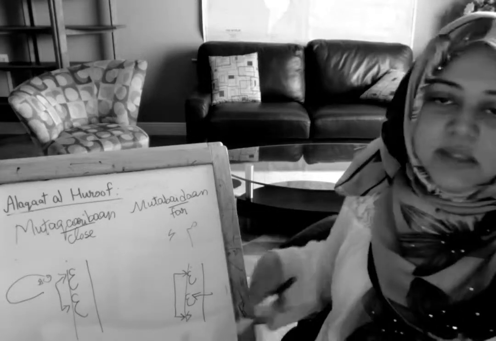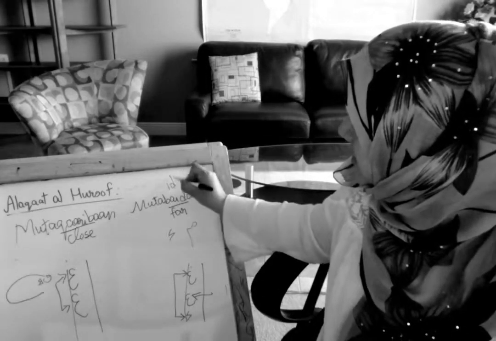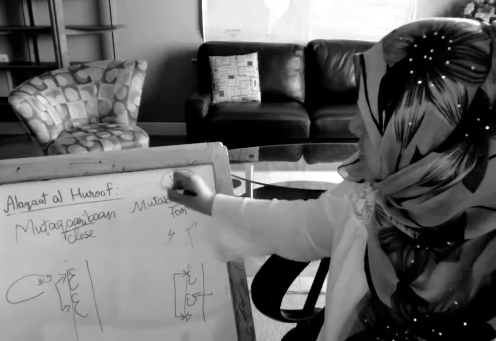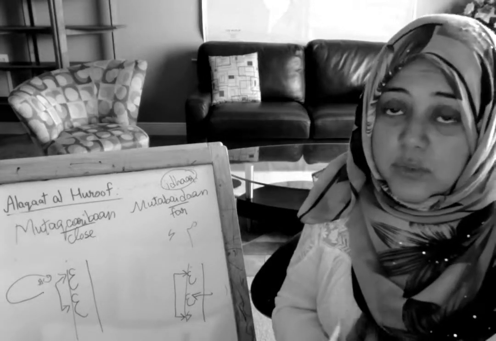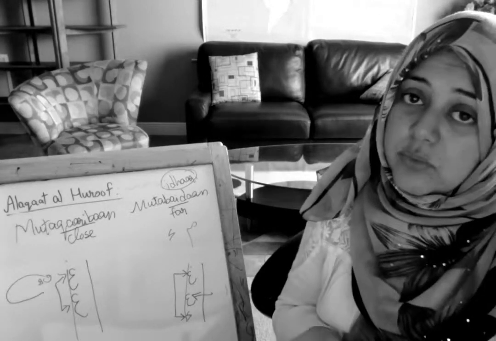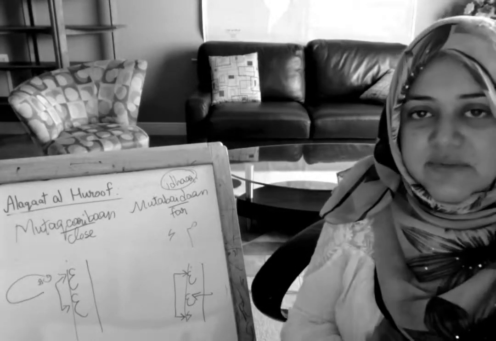And متباعدان is far. So basically, with متباعدان, you're always going to have إظهار. The rule is always going to be إظهار for متباعدان, because you always want to pronounce every letter, unless there is a rule coming in there that makes you pronounce it differently from إظهار.